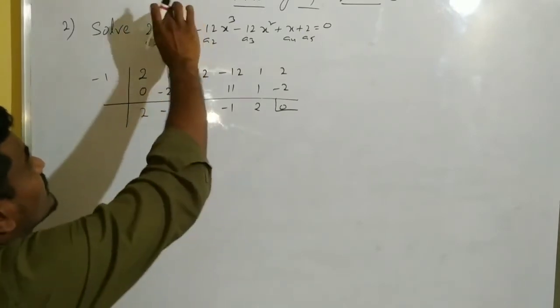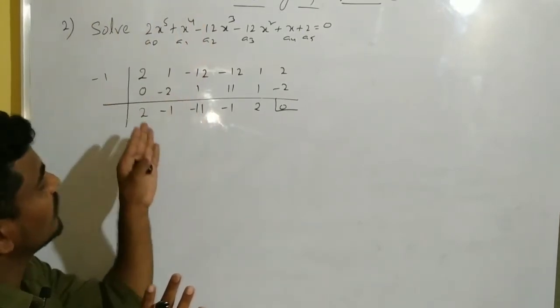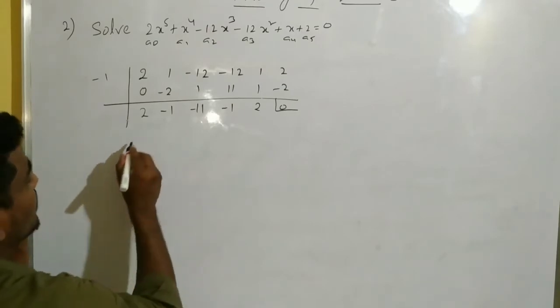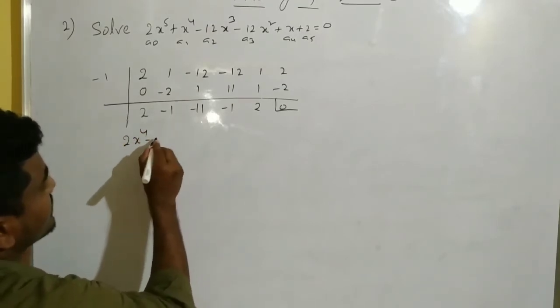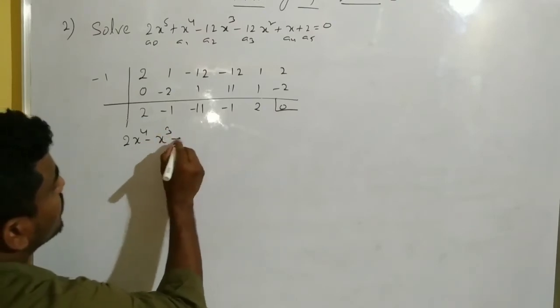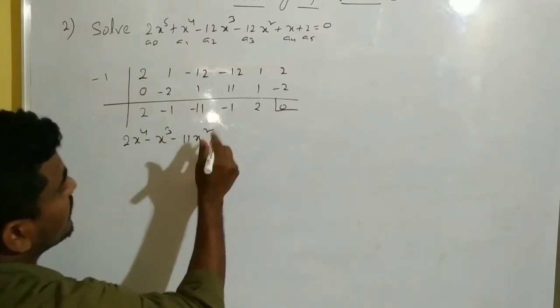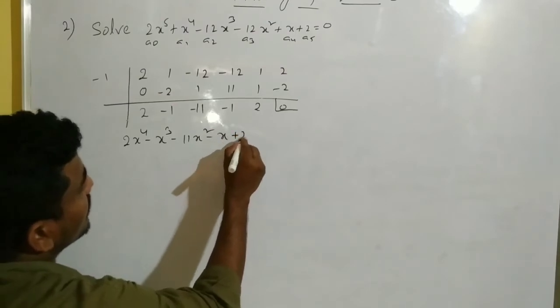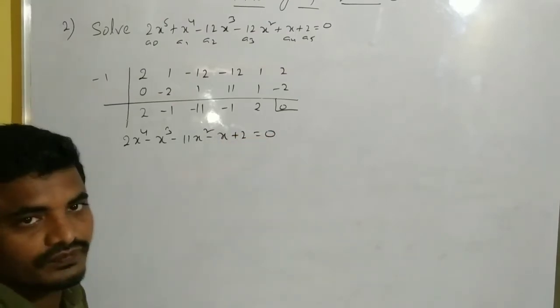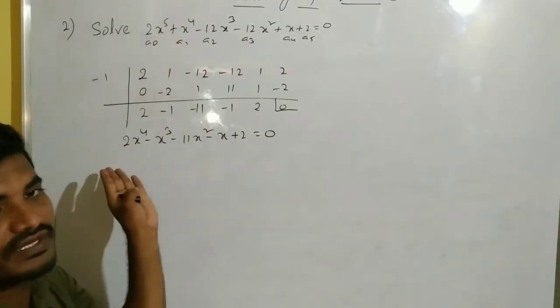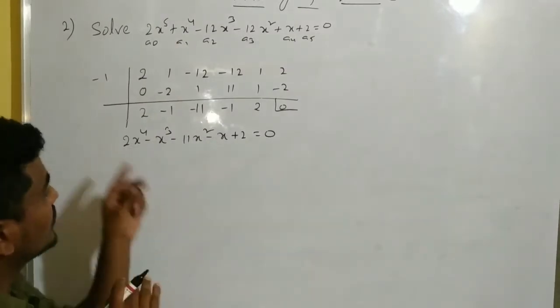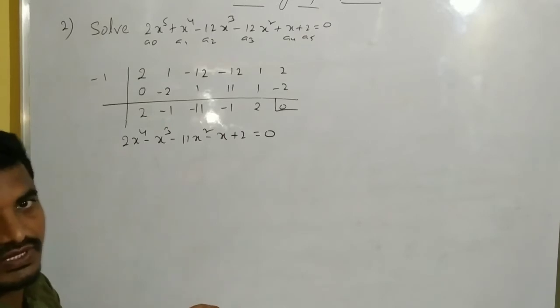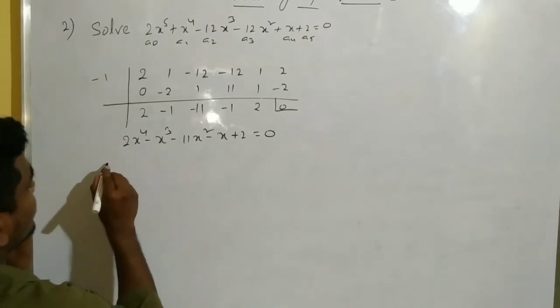Okay, now it is a 5th degree equation. Now it becomes a 4th degree equation, so it comes as 2x power 4 minus x cube minus 11x square minus x plus 2 equals 0. We just have to decrease 1 degree here. After getting this, we have to divide by x square, as in the previous question.